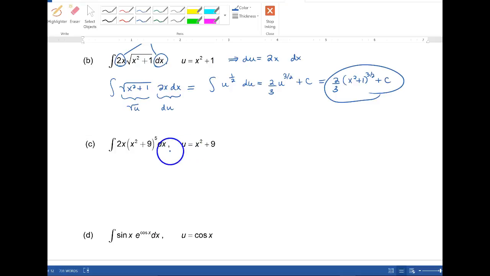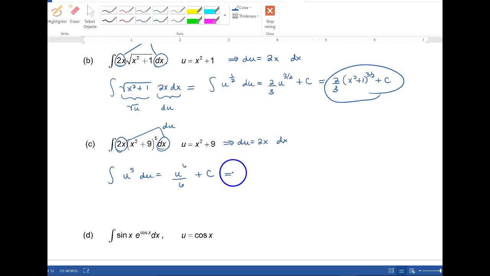Let's try another one. Here, u, the inside part, is x squared plus 9. So du is 2x dx. Again, it works out really nicely because 2x dx is right there. So I combine those, that's my du. And the x squared plus 9, that's u to the 5th du. So when I integrate, I get u to the 6 over 6 plus c, which becomes x squared plus 9 to the 6 over 6 plus c.